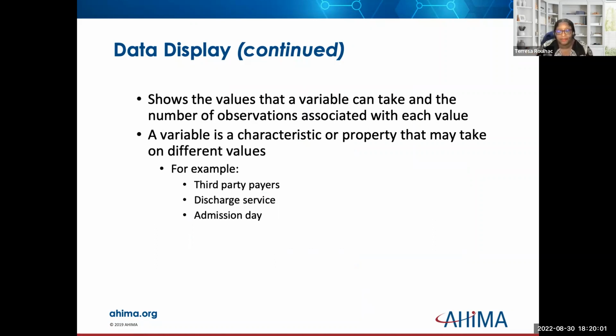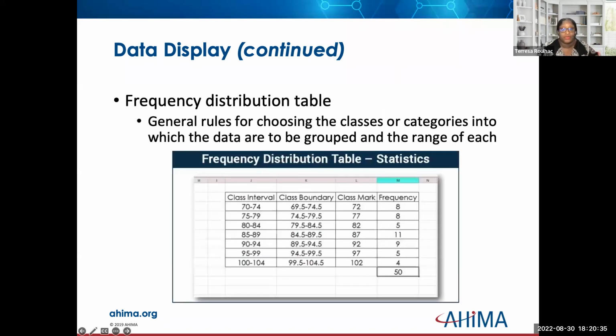The data display is going to show values. And you can take any number of the observation associated with each value. You see here where you talk about a variable being a characteristic or property that may take on different values. You see what these values could be: third-party payers, discharge services. When did they come in? When was their actual admission day? Now, besides knowing exactly what goes onto the table, we have certain types. For example, our frequency distribution table.